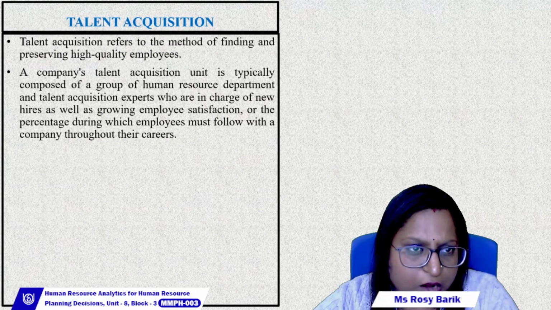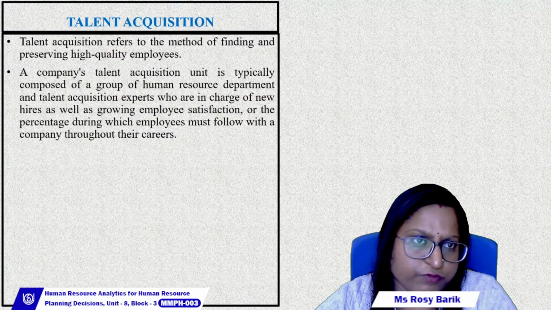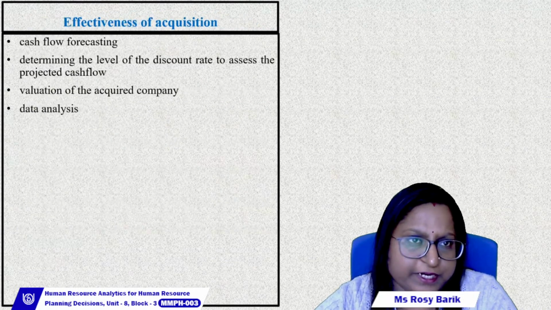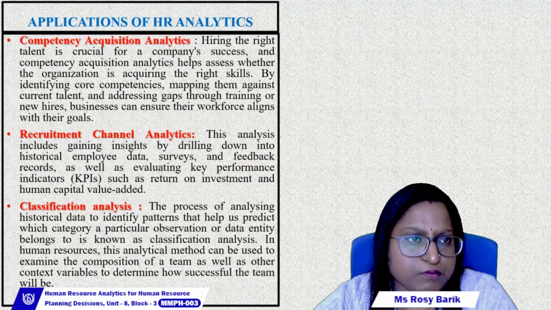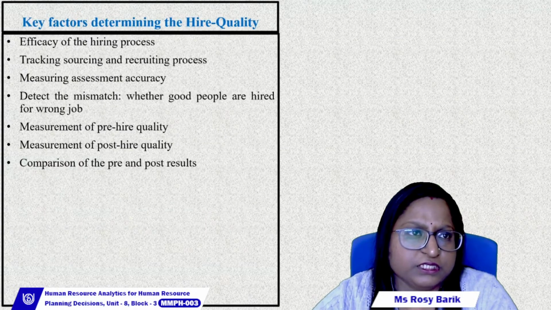Now comes the most important part, that is talent acquisition. We have talent acquisition, performance predictor, and application of HR analytics. First one is talent acquisition.